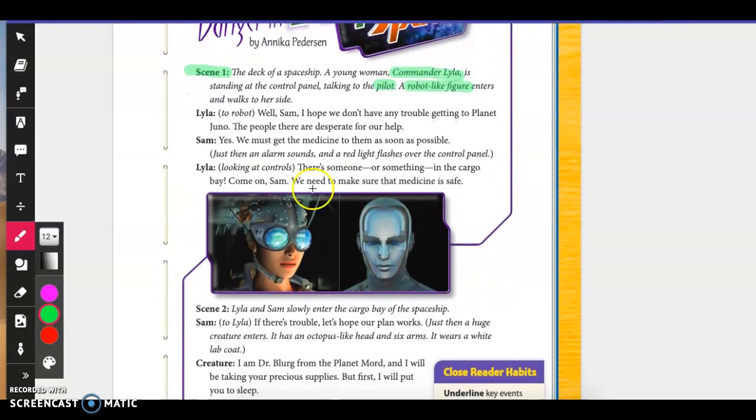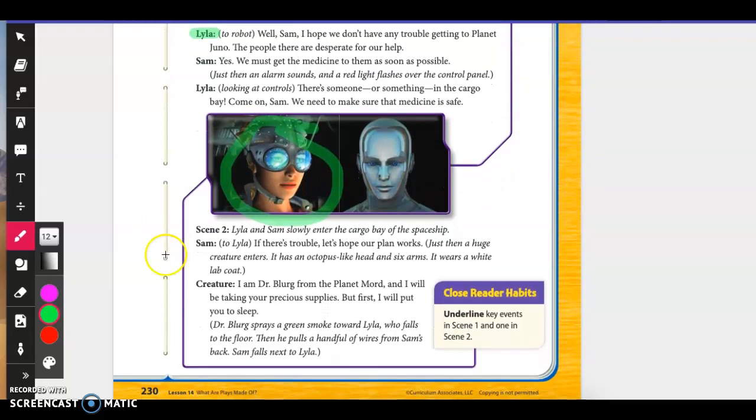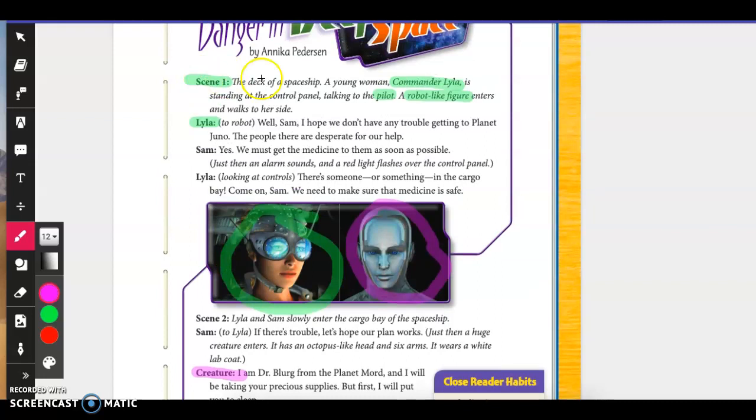Now, if we take a look at the illustration or the photograph we are given, we can see that this is Lila, right here. And the creature is probably the robot. So I'm going to label it creature 1. Now, in the photograph, we do not see Sam. But because we only have 3 characters, Sam must be, I'm going to use the color red for the pilot. That must be who Sam is.